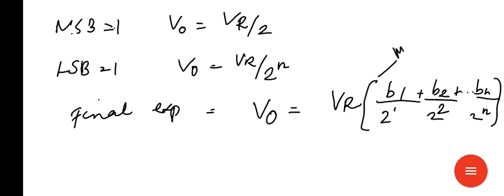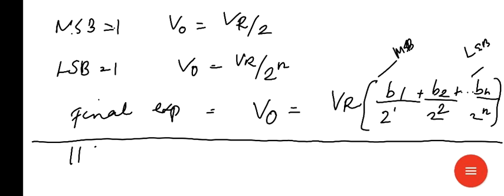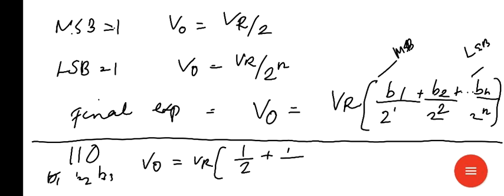Okay, this is MSB and this is LSB. So MSB bit 1 ആണെങ്കിൽ VR into 1 by 2. LSB bit 1 ആണെങ്കിൽ VR into 1 by 2 raised to n. Suppose 2 bits are equal to 1, that is 1 1 0. Then what is V out? This is MSB bit B1, this is bit B2 and this is bit B3. So VR into B1 is 1 by 2 plus B2 is 1 by 2 square, 4, plus 0. That is 1 by 2 plus 1 by 4, that is equal to 3 by 4 VR.